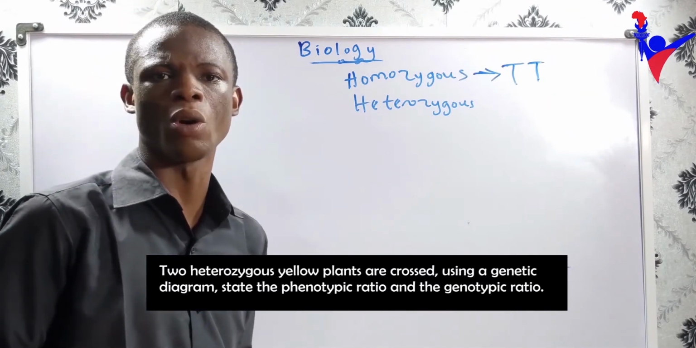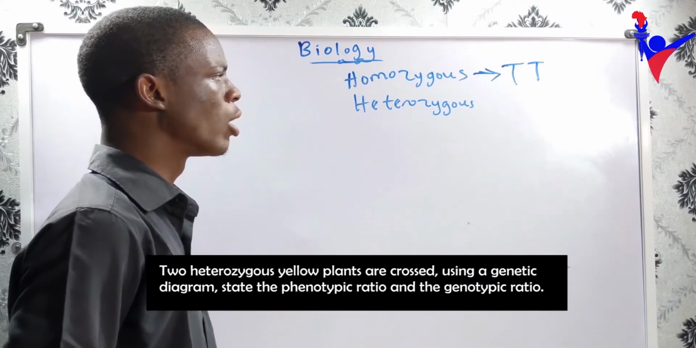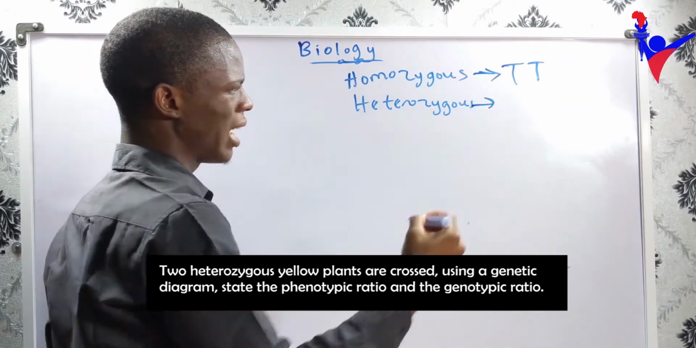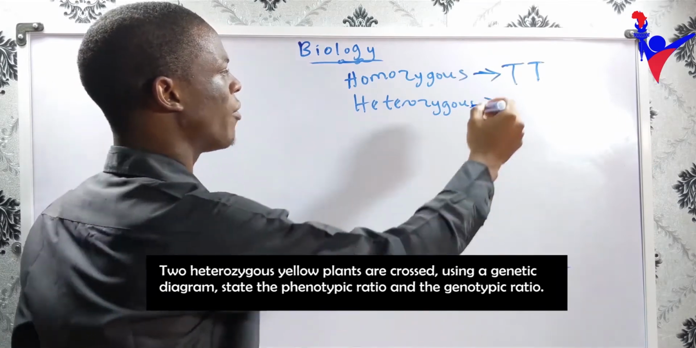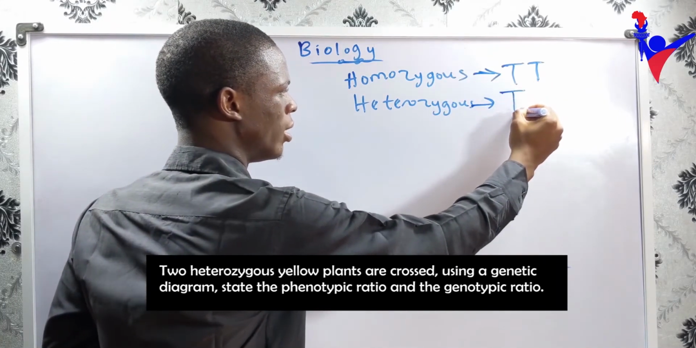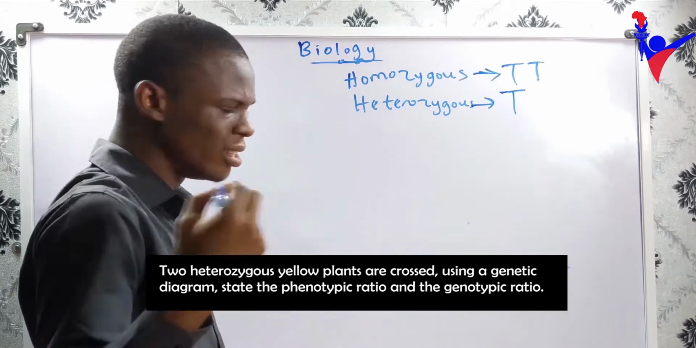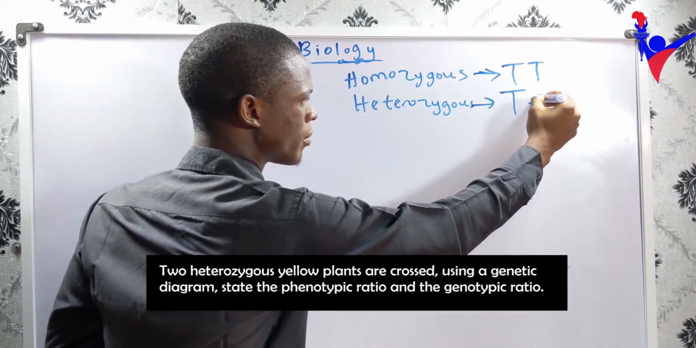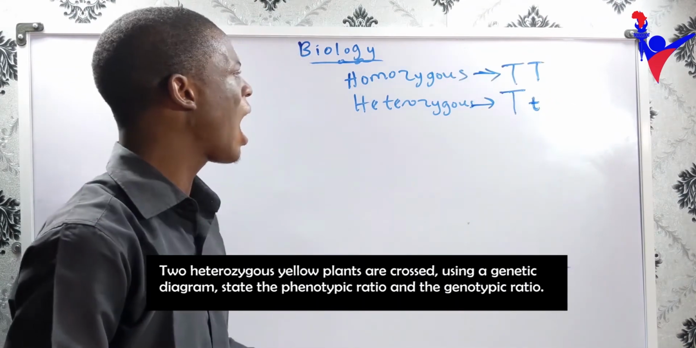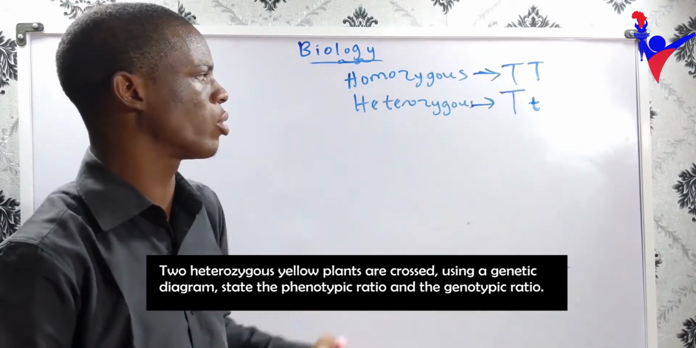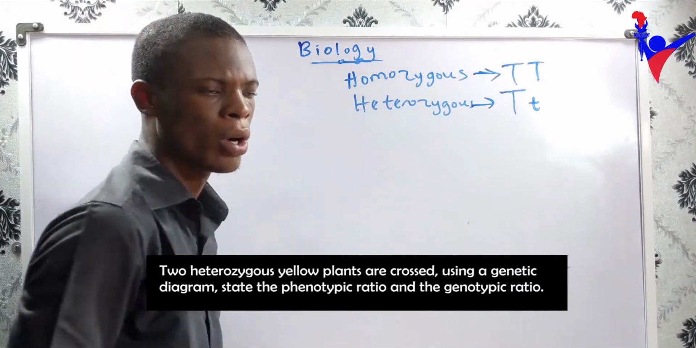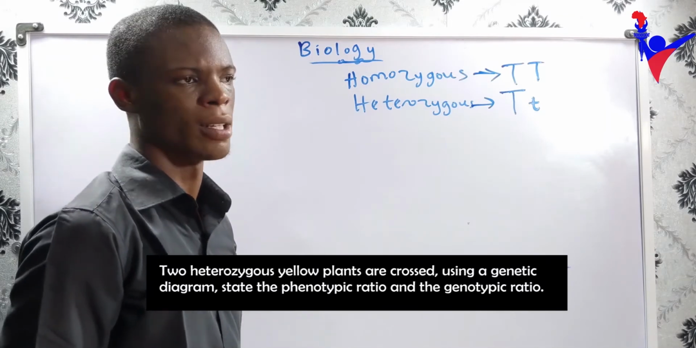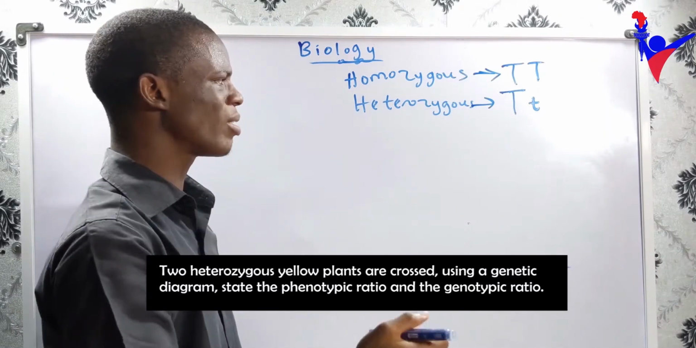And for any heterozygous, we have contrasting alleles. For example, for heterozygous tallness, we have our capital T and the other form of this capital T, which is the small t. So we have this homozygous tall plant, and this is the heterozygous tall plant. But look at the question.